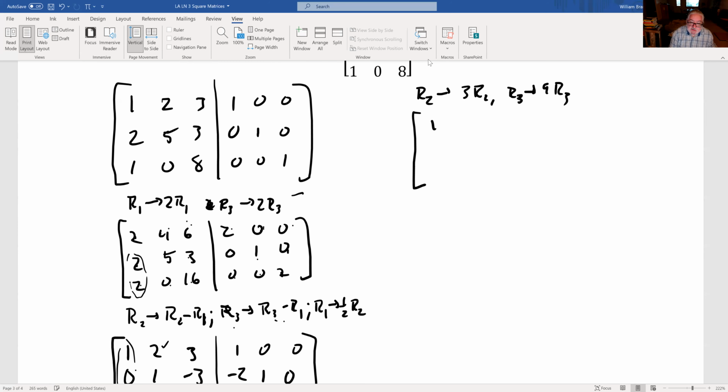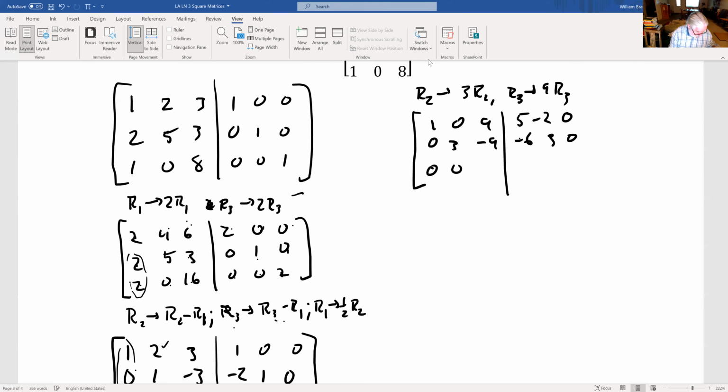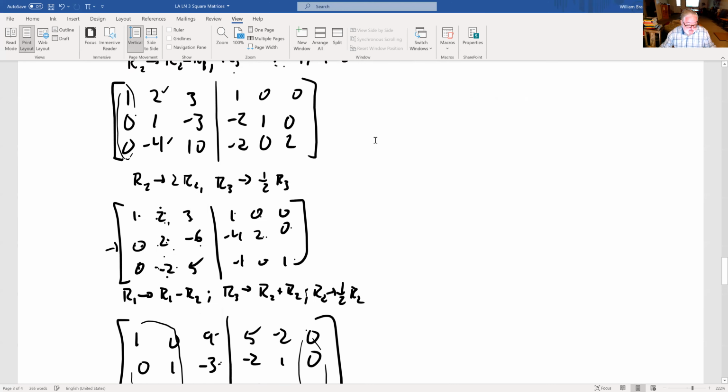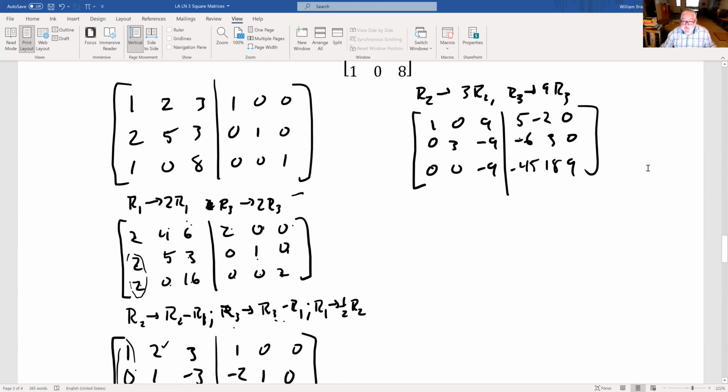That will give us 1, 0, 9, and 5, minus 2, 0, because we're not changing that one. And then 0, 3, minus 9, minus 6, 3, 0. And then 0, 0, minus 9, and minus 45, 18, 9. Just going to double check my signs. Yep. Okay, good.